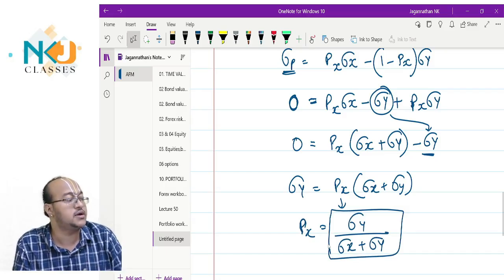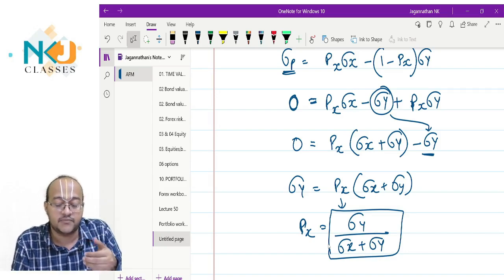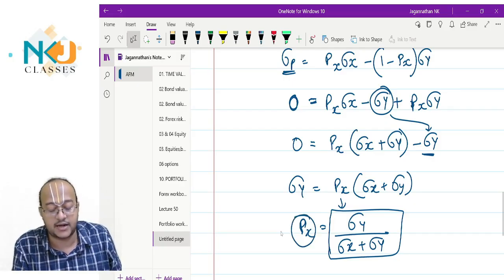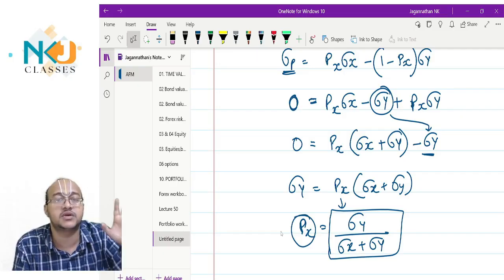Is this clear? This is what we call the minimum variance portfolio, which means the proportion of x which we should put so that our portfolio risk becomes 0.